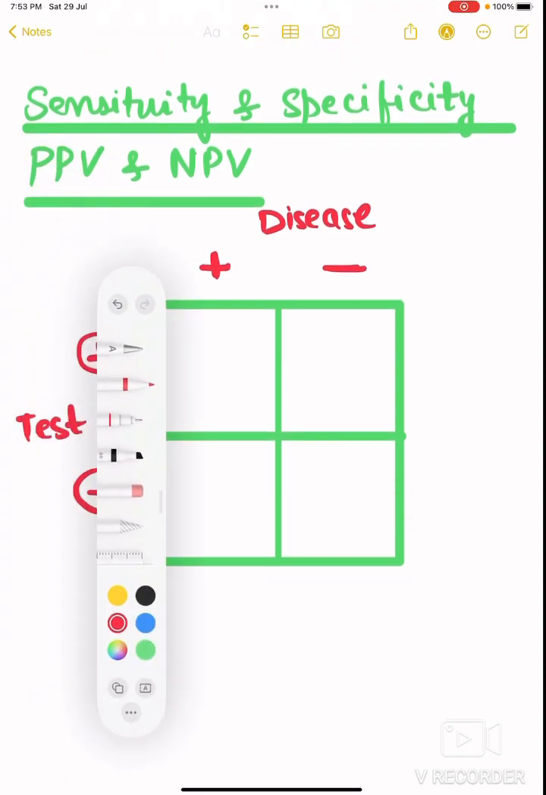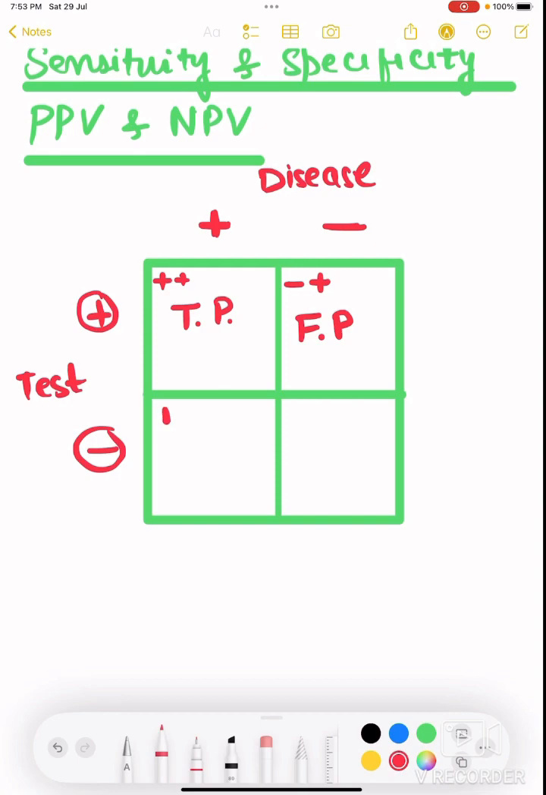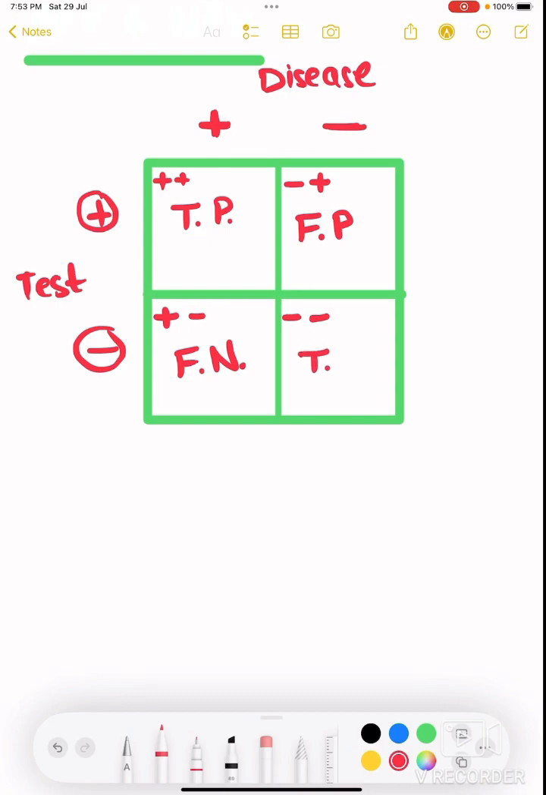In the first box, disease is present and the test is also positive, so this box is true positive. In the second box, the disease is absent but the test comes out positive. This is called false positive. Here the disease is present but the test is negative, so this is false negative. And here the disease is absent and the test is also negative, so it is true negative.